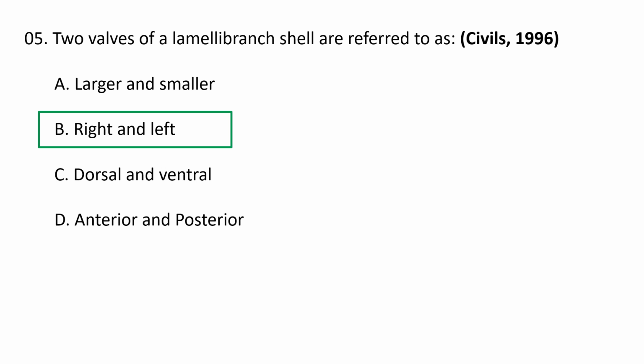So bivalves, by definition, possess two walls or two shells, a right wall and a left wall, that are joined by a ligament. And the two walls usually articulate with one another using structures known as teeth, which are situated along the hinge line. So the two walls of a lamellibranch shell are referred to as right and left. B is the correct answer.